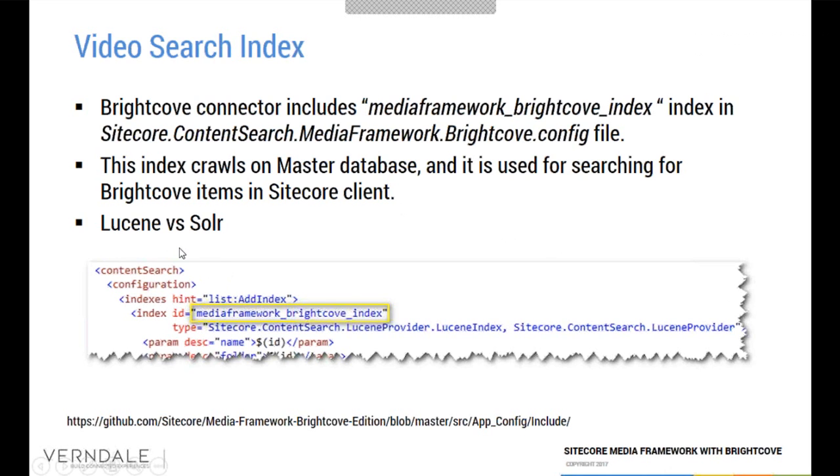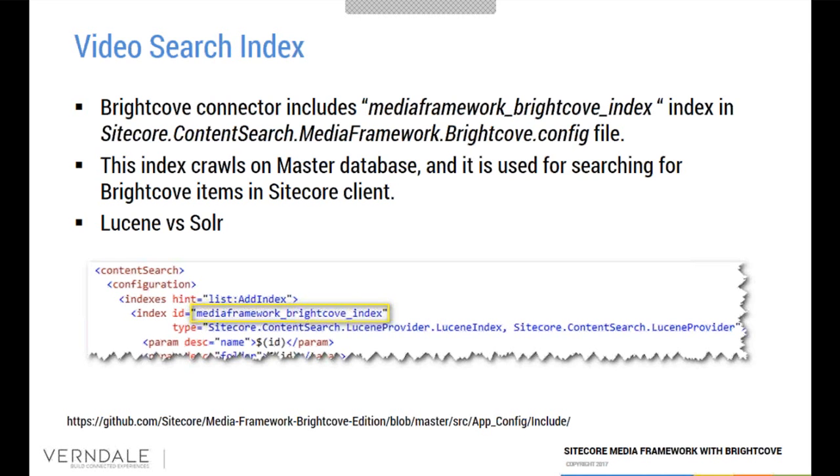I just want to make one more note here: Lucene versus Solr. By default, the connector provides us the Lucene index, but we can easily change this configuration to Solr as well. I have provided a link here where the previous Brightcove edition Sitecore implemented. They open sourced the code. There I can see the config.example, like one more Solr configuration, where if you want to enable Solr, we can enable the Solr configuration, or else we can go ahead with Lucene. It depends on how you use it.